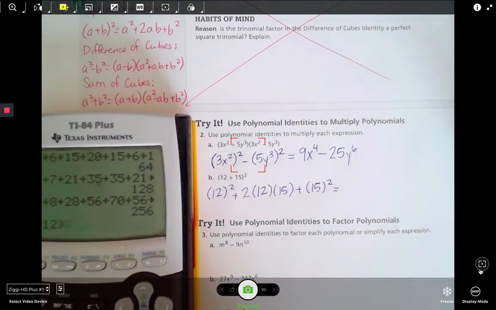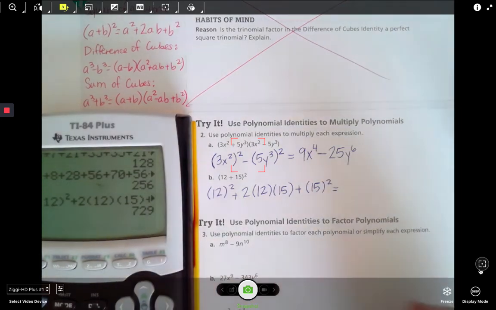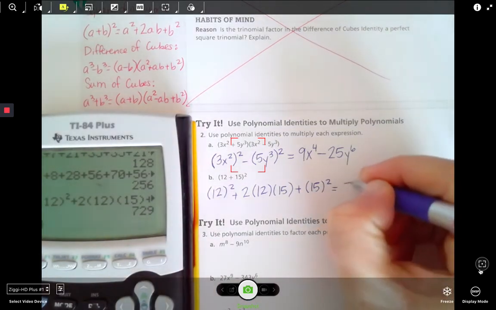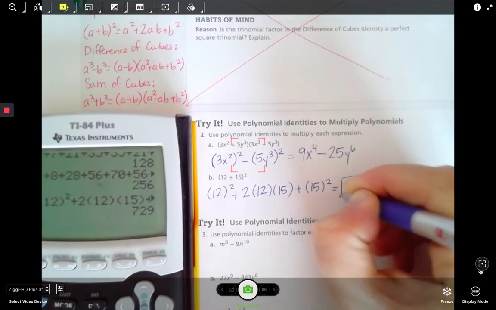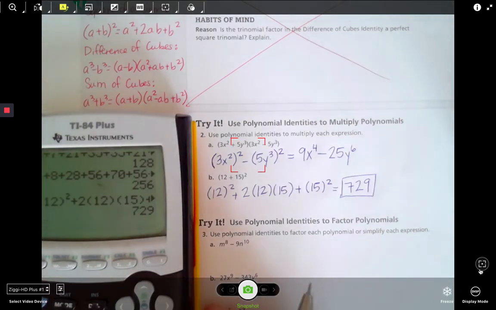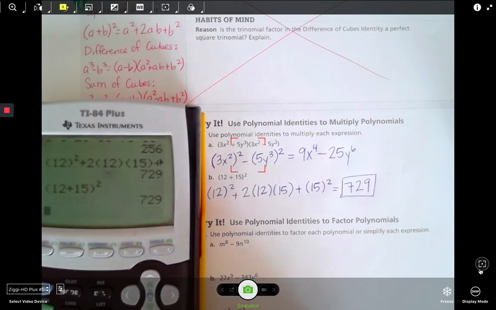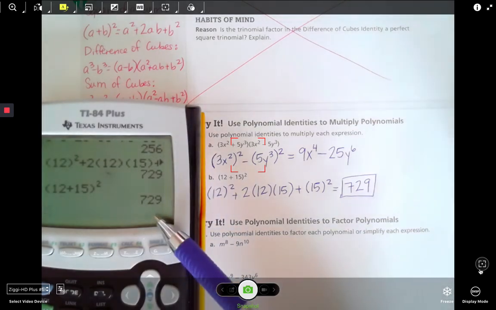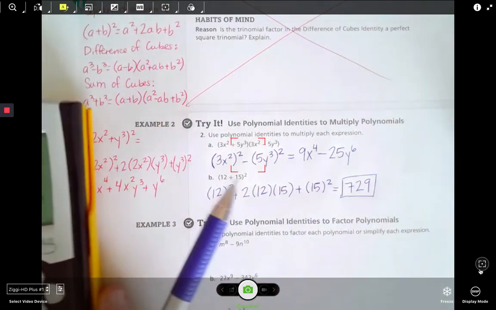So 12 squared plus 2 times 12 times 15 plus 15 squared. And you should get 729. So if I would have just put this straight in my calculator, would I get the same thing? Yes, you do. So if you see this on the ACT, obviously it would be quicker to do it this way, but they're just wanting us to look at our formulas, okay?